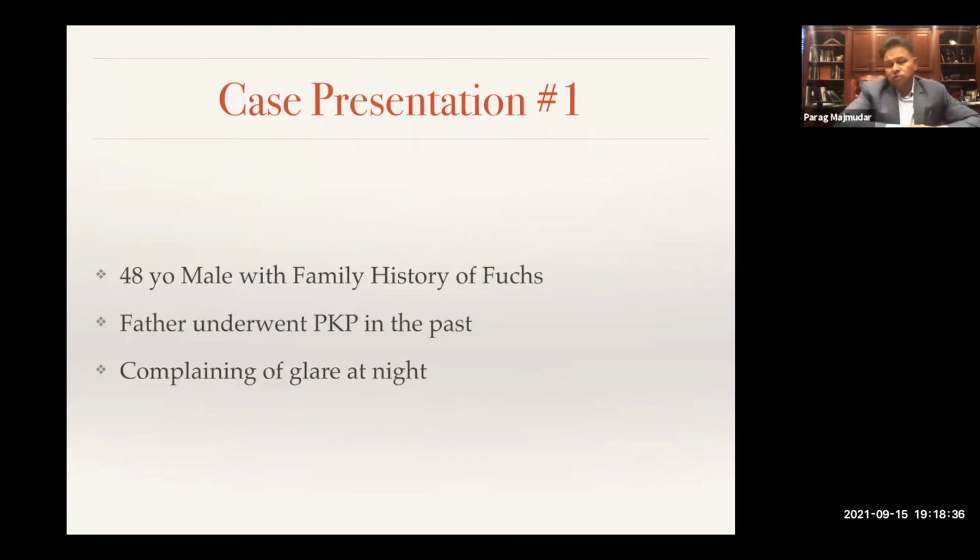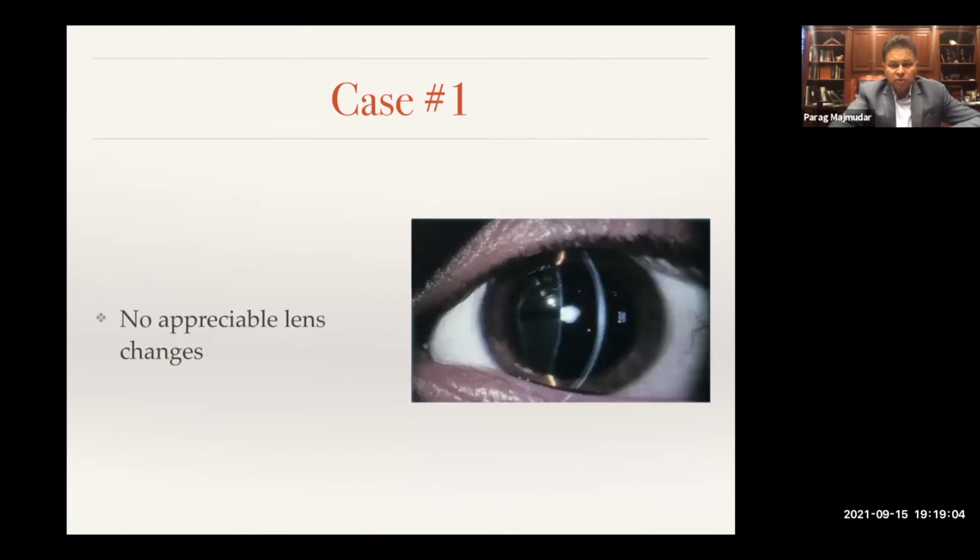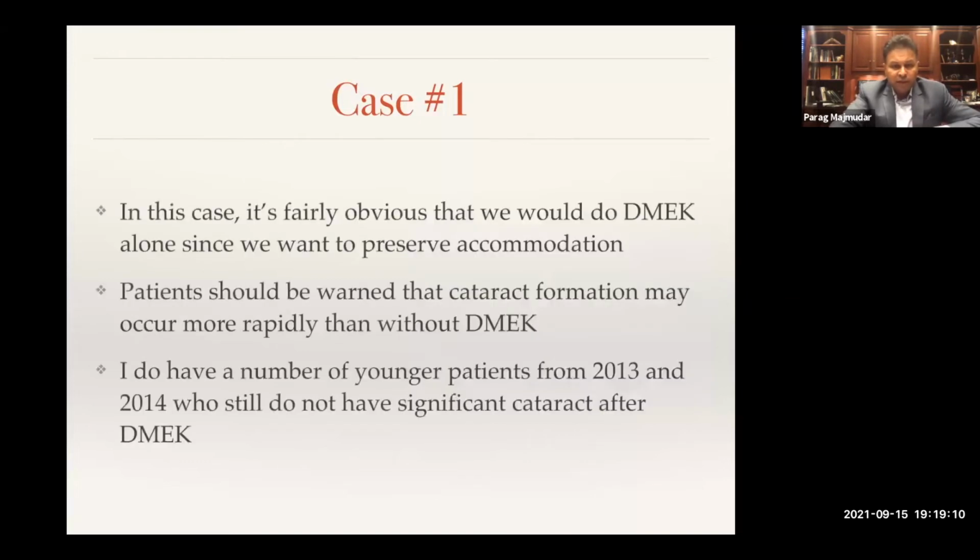So I have a patient who's 48 years old and he has a family history of Fuchs. His father's undergone PKP in the past, and now he's starting to complain of glare. And if you look at his slit lamp exam, the visual acuity is 20/30, 20/25. If you do glare testing, he has moderate to severe glare, especially in that right eye. And he has some confluent guttae that are extending outside that central 5 millimeter zone. But when you look at his lens, as a 48-year-old, you're not going to see a significant amount of cataract. So I think here it's not too far-fetched to say that all of us would probably just do DMEK alone.